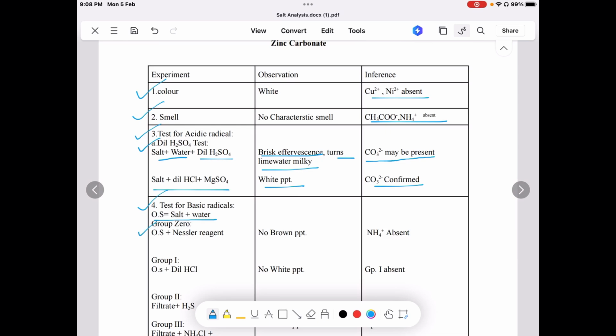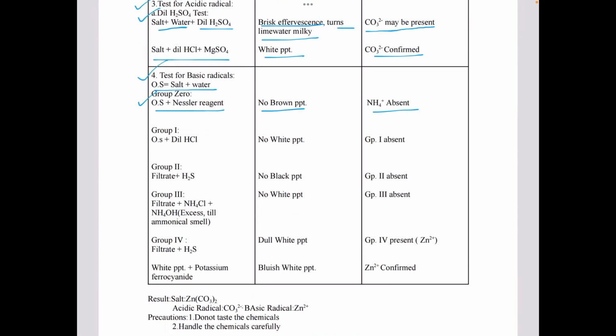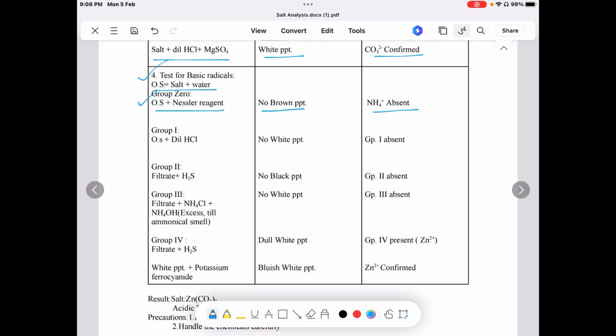So first step, detection for the group 0. To the original solution we add Nessler reagent, no brown precipitate, ammonium absent here. Then we go for group 1. To the original solution we add dilute hydrochloric acid, which is a group reagent for group 1. No white precipitate, group 1 absent. Then next step for group 2.